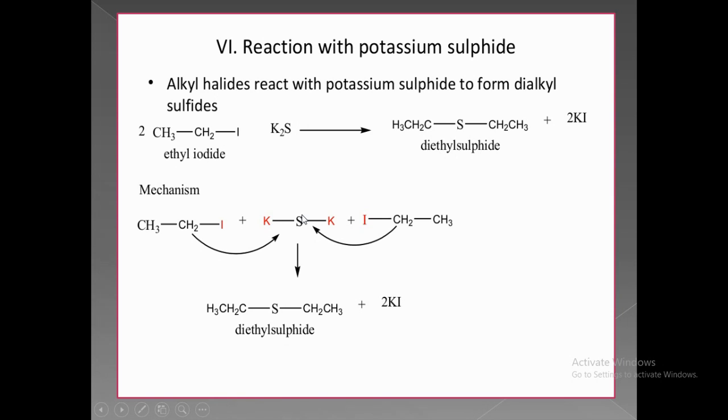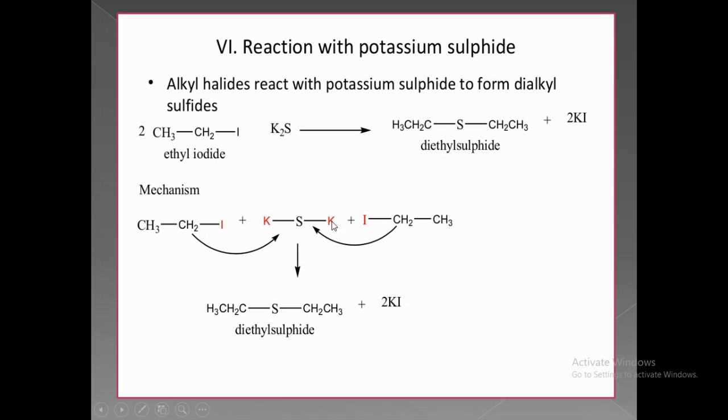Now, what happens? This CH2 acts as the attacking group in this case. Okay, so what happened actually? These bonds are attacking over CH2. Iodide will be removed from here, and from this side also. One iodide will go with this potassium.